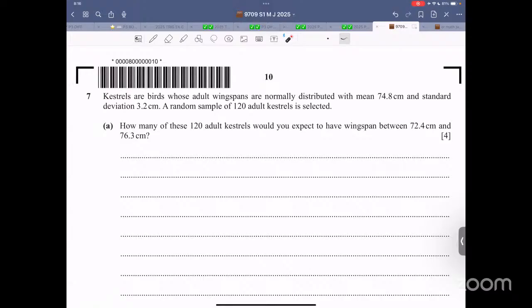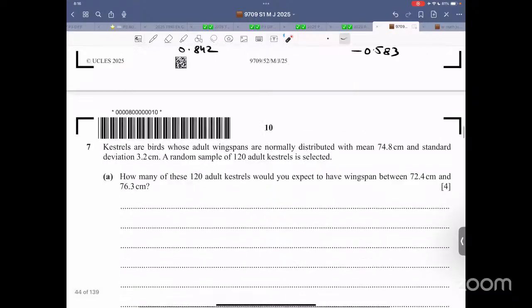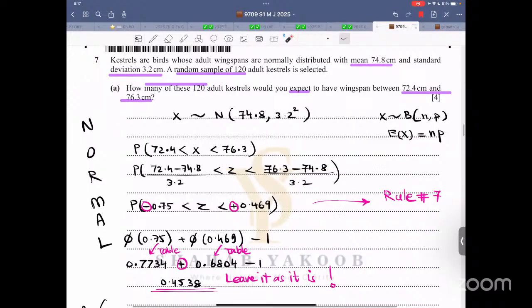Now it says kestrels, a bird whose adult wingspans are normally distributed with mean 74.8 and standard deviation 3.2. A random sample of 120 adult kestrels is selected. How many of these 120 would you expect to have a wingspan between 72.4 and 76.3? That is one thing. And let's focus on the first one. So now over here, normal distribution, the mean and variance is given. And when we talk about binomial, so that is the formula for expectation.